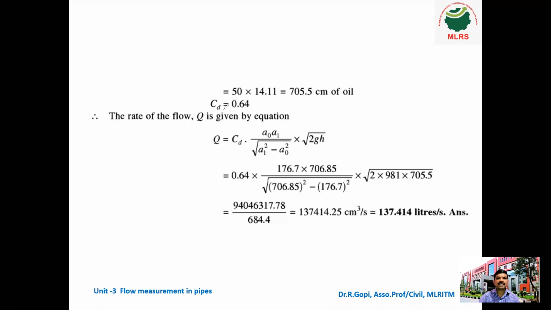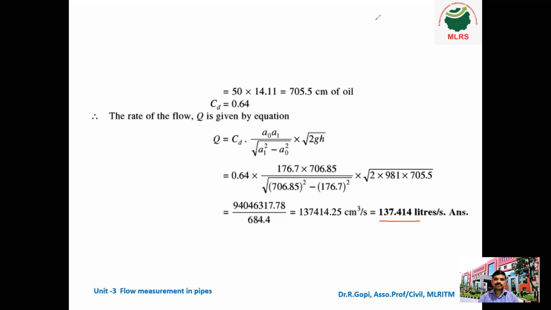CD is also given, it is 0.64. The rate of flow, that means Q, is what is asked in the question. So Q actual is equal to CD into Q theoretical. Substitute all the values: CD is 0.64, A0, A1, root of A1 square minus A0 square, into root 2GH. Finally, substitute H is equal to 705.5. So substituting all the values, we got 137.414 liters per second.